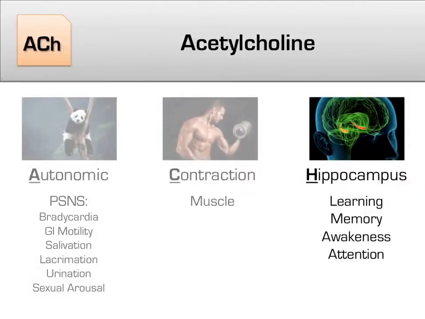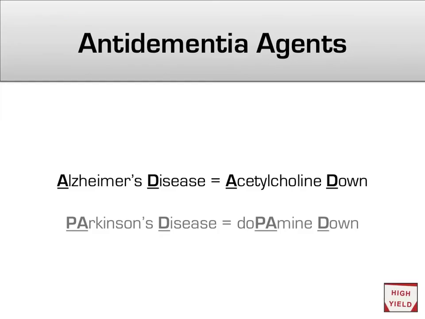As a quick review, remember the H from the ACH mnemonic to remind you that acetylcholine is a crucial player in learning and memory. This is a good time to review our previous mnemonic from the antipsychotic section to help us remember that Alzheimer's disease is caused by the destruction of acetylcholine-releasing neurons. So basically, Alzheimer's disease equals acetylcholine down, much as Parkinson's disease is caused by dopamine going down.